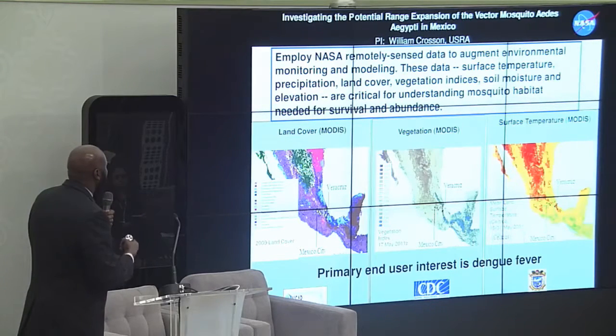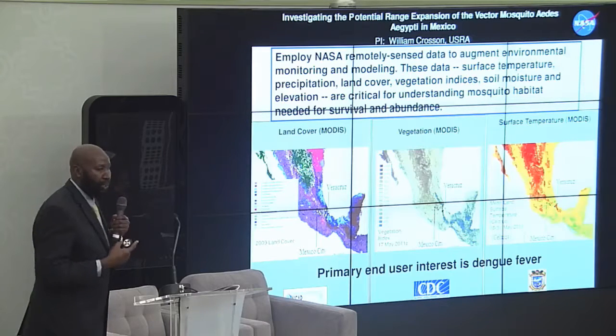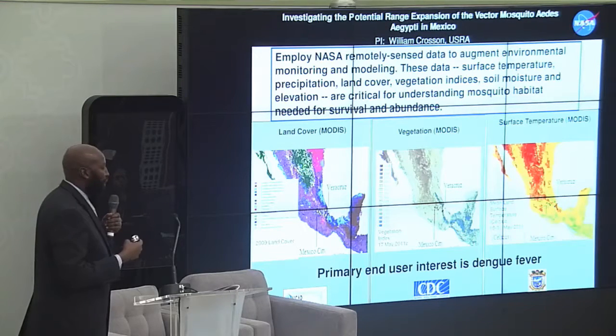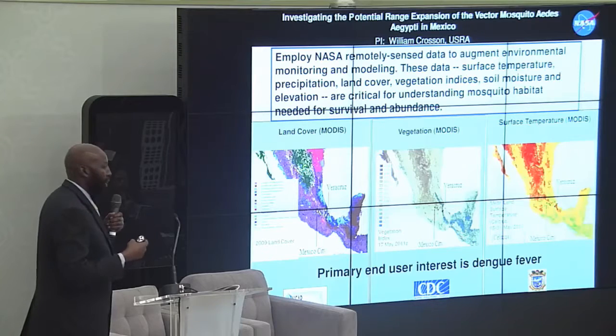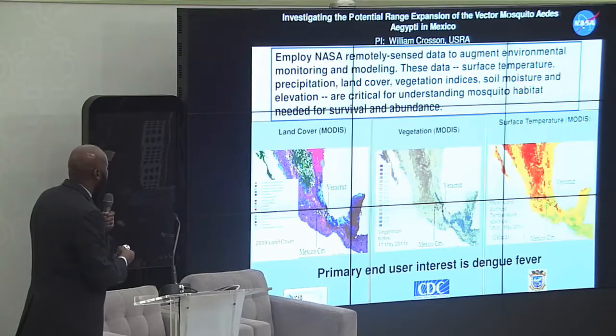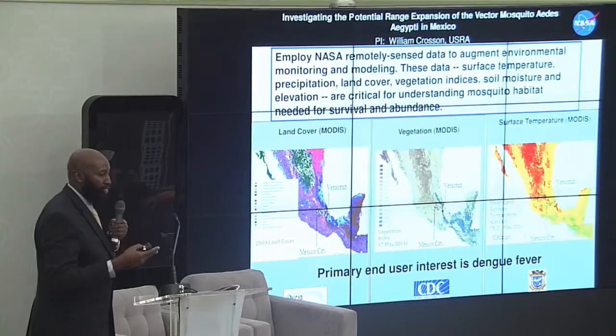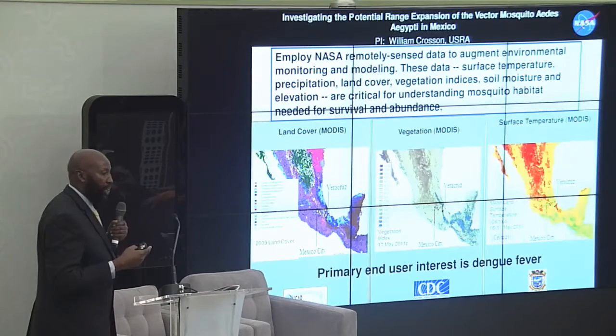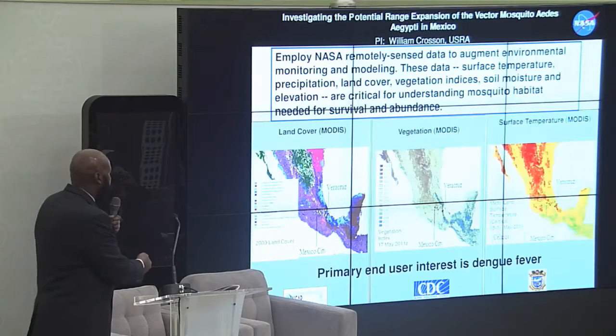Again, this is another case where we look at vector-borne mosquitoes, Aedes aegypti in Mexico, and then we look at land cover, vegetation, and surface temperature, going back several years to come up with a prediction for the outbreak of diseases that are borne by this vector, Aedes aegypti. The primary interest in this case was the outbreak of dengue fever in Mexico. And so when Bill Crossan went back several years, he could come up with some sort of algorithm that could predict the outbreak of dengue fever based on environmental factors.